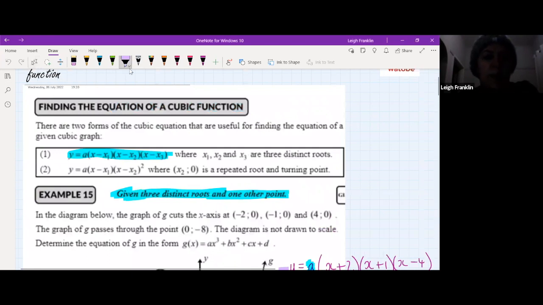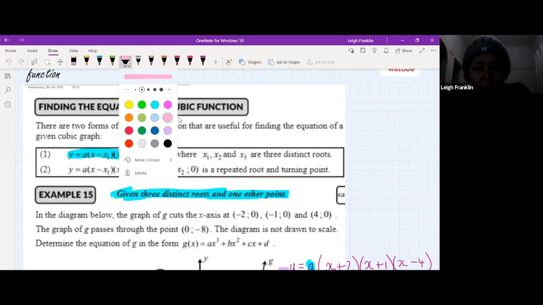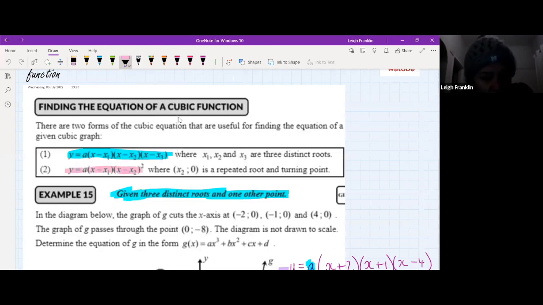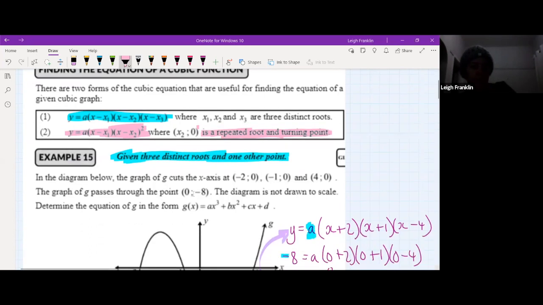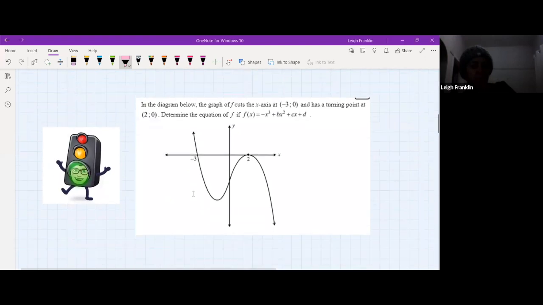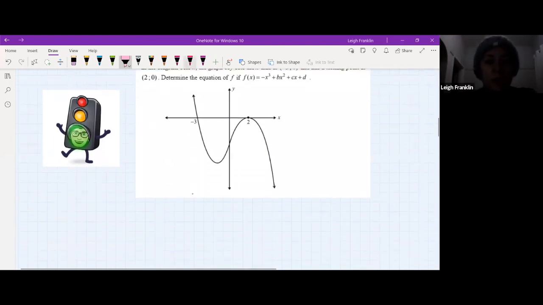I hope all the scrolling up and down is not blowing your brains out. Okay, y equals a(x minus x1)(x minus x2) squared, where x2 is a repeated root and also a turning point. So now in this situation, we are going to use y equals a(x minus x1)(x minus x2) squared.